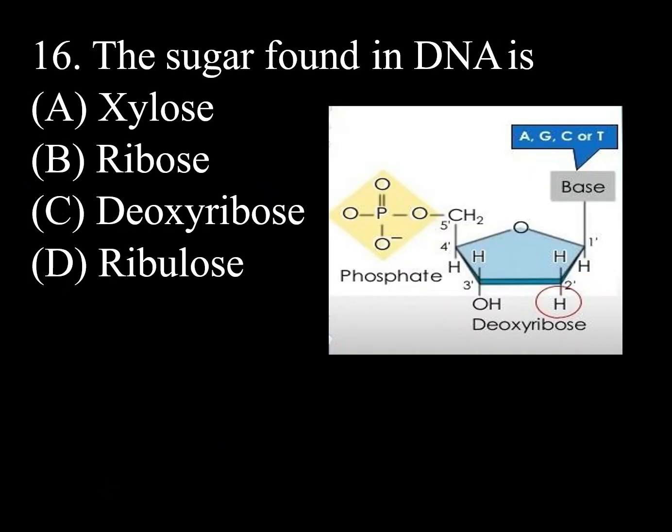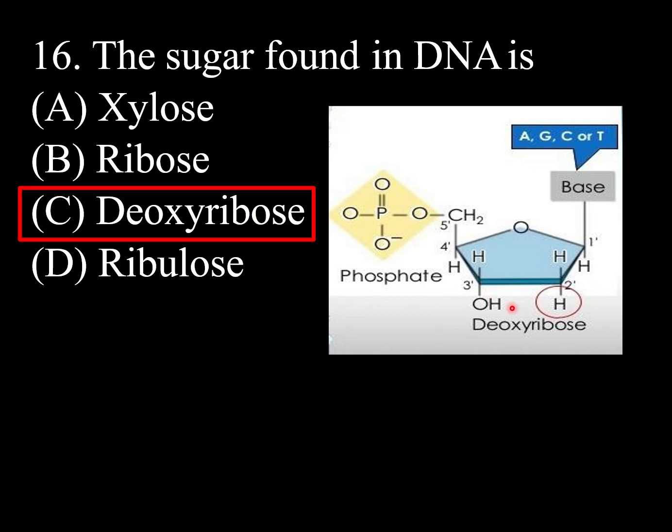Question number 16. The sugar found in DNA is: A. Xylose, B. Ribose, C. Deoxyribose, D. Ribulose. Which option is correct? Which of these sugars is found in DNA? In DNA structure, deoxyribose is present. If you see here in this structure, deoxyribose, D means removal. Deoxy means removal of oxygen, and oxy means oxygen.